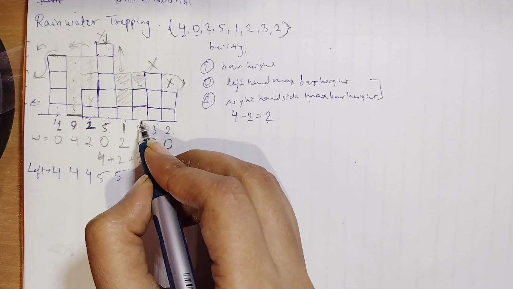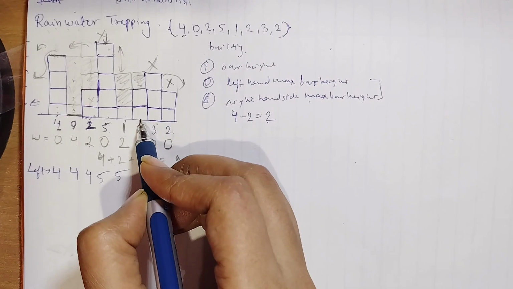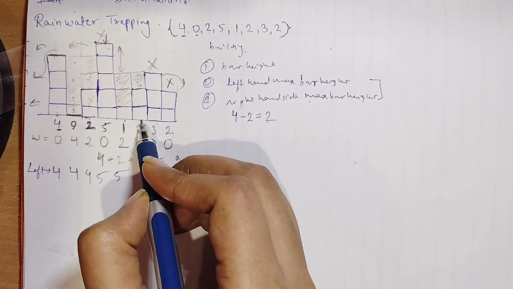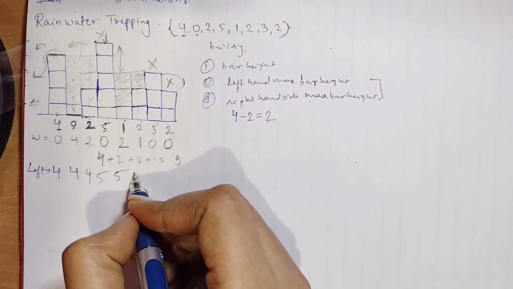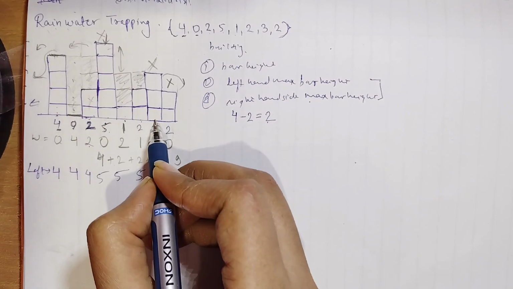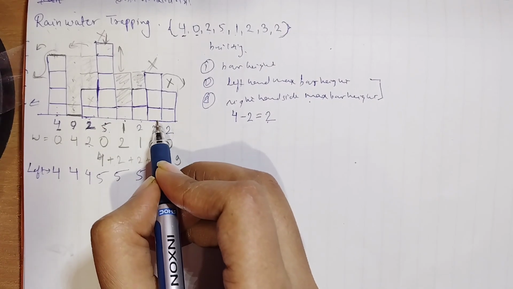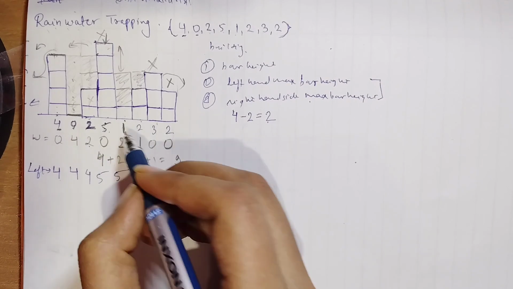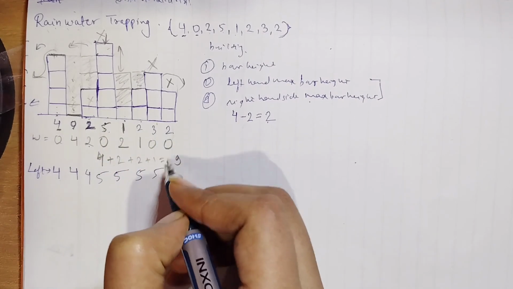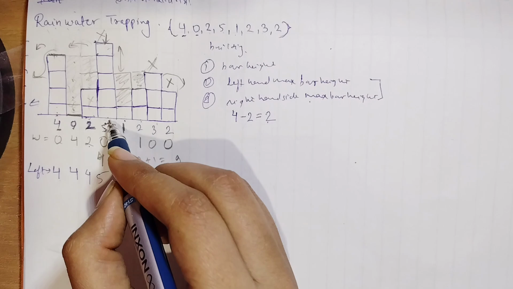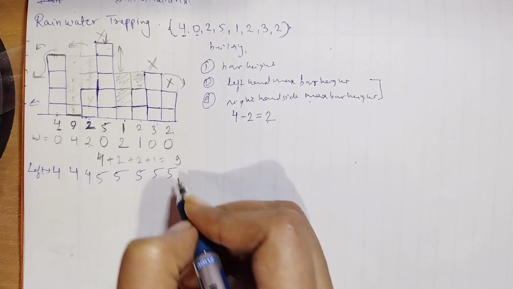Now 2, is there any bar whose height is more than this? Yes, it is, which is 5. Is there any bar whose height is more than 3? Yes, it is, and on the left hand side I am talking about 5. Is there any bar on the left hand side? Yes, it is there, and its height is 5.